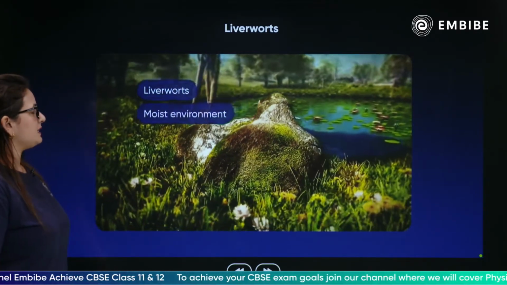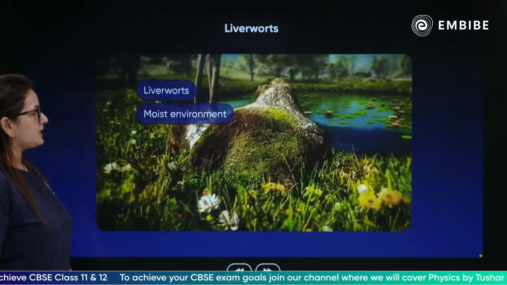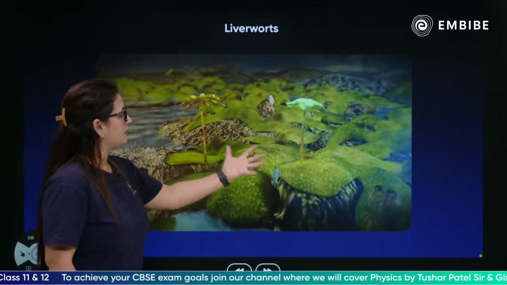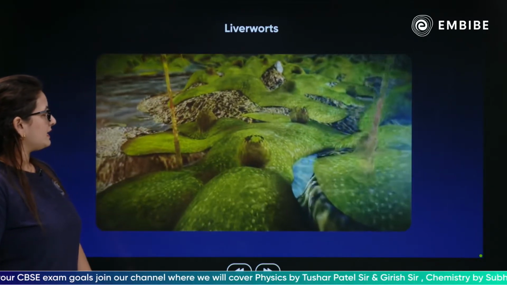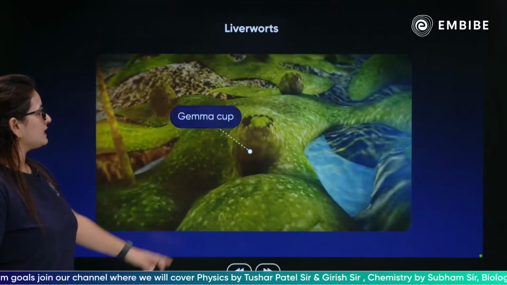They are present in moist environments. You must have experienced this yourself. This is how they basically look. This is a haploid gametophyte. These are the gemma cups.